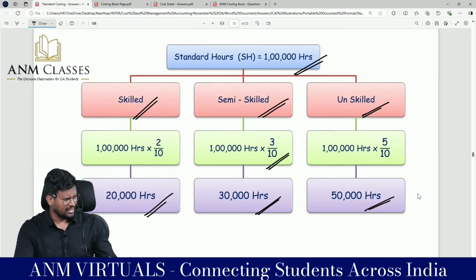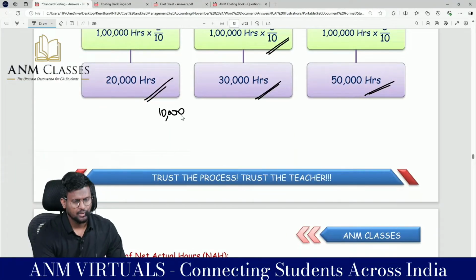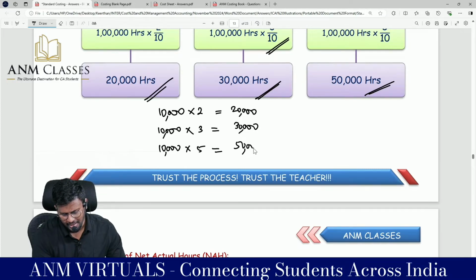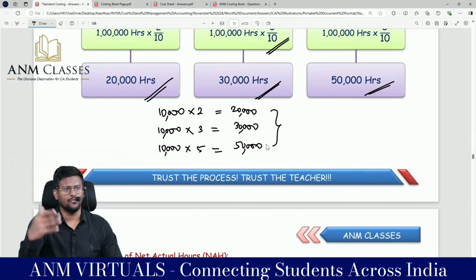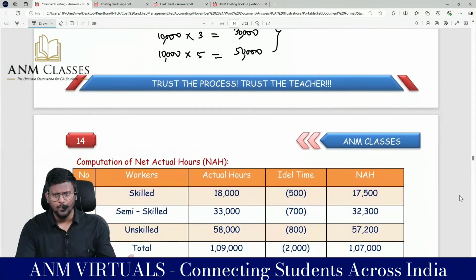Straight away we can go through. How much is the actual output? 10,000 into 2 comes to how much? Then what is the actual output? 10,000 into 3, 10,000 into 5. By that way also you can find out the standard hours. These are different views I am giving. Any route, any view you can take.